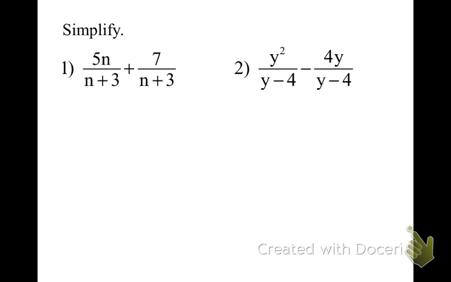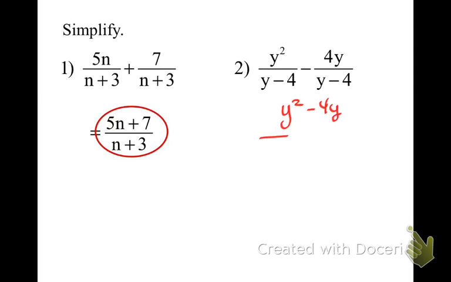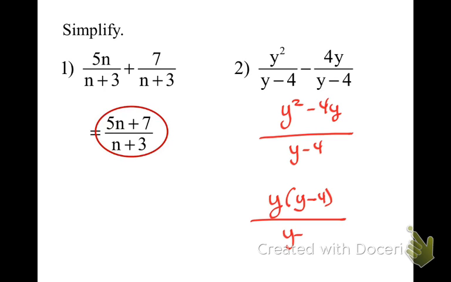Number 1 should have been pretty straightforward. We're adding the numerators. There's nothing to simplify, so we are done. Now, number 2, when we combine, you can see we're doing y squared minus 4y all over y minus 4. Okay, Aurora, what can I do to that numerator? A GCF of? Y. And then what's left? Y times the quantity of y minus 4. Good. And then we have a y minus 4 on the bottom. And now what? Cancel them out. Yep. And so we are left with just y.